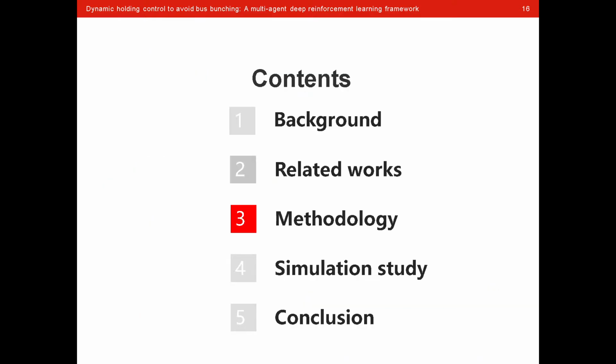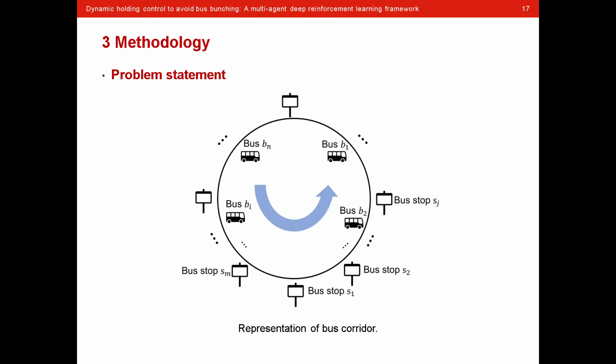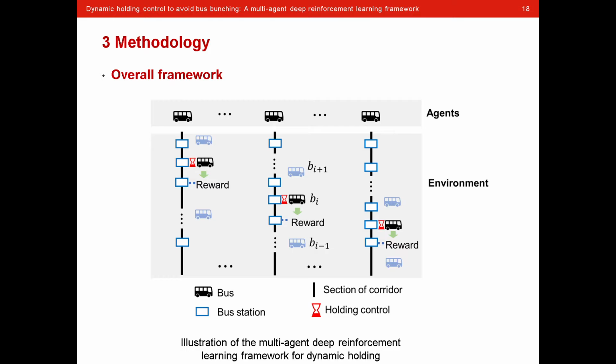And let's come to the methodology. First, let's have a problem statement. This is a representation of the bus corridor. Intuitively, there are multiple stops located along the bus corridor, and a fleet of buses travels along the corridor to take passengers at each bus stop. And let's have a clearer framework for the reinforcement learning method to implement holding control.